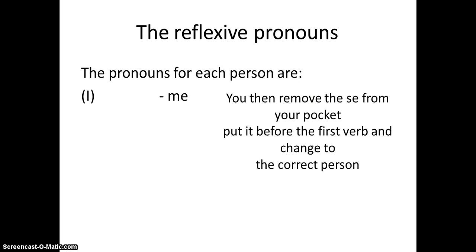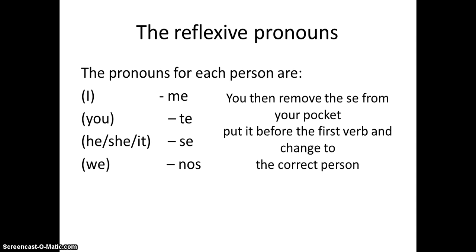So what are the pronouns? We take the se out of our pocket, put it at the beginning, and if it's the person I, we change it to me. If it's you, we change it to te. If it's he, she, or it, it stays the same as se. If it's we, it goes to nos. If it's you, plural, it goes to os. And if it's they, it goes to se. Okay, so you've taken it out of your pocket, put it before the first verb, and then you change it to the person you need, once you've changed the verb, obviously, to the tense you need.